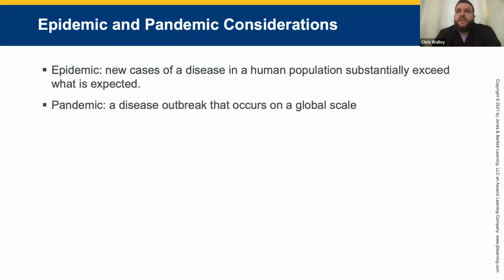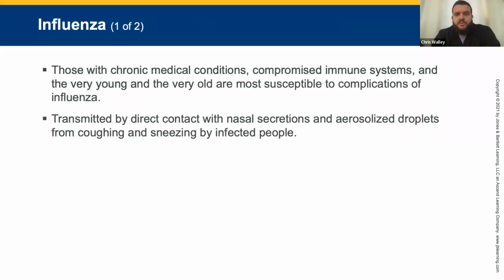So, epidemic and pandemic. The difference is that an epidemic is when new cases of a disease in a human population substantially exceed what is expected, and a pandemic is a disease outbreak that occurs on a global scale. We're all pretty familiar with that. I hope we can see the light at the end of the tunnel with this, that things are starting to subside with the COVID precautions, and this pandemic is starting to become normal. And I think that's going to be the new norm, is what we deal with in things. So let's talk about this.